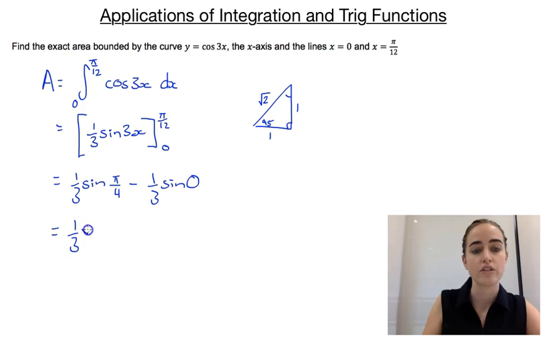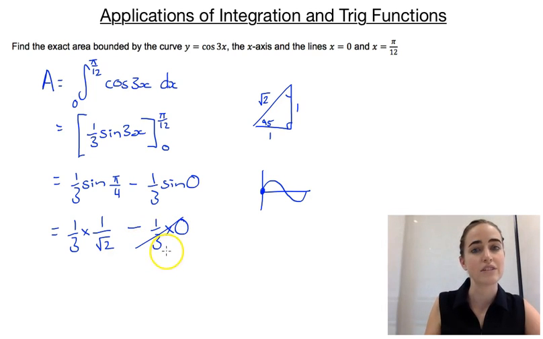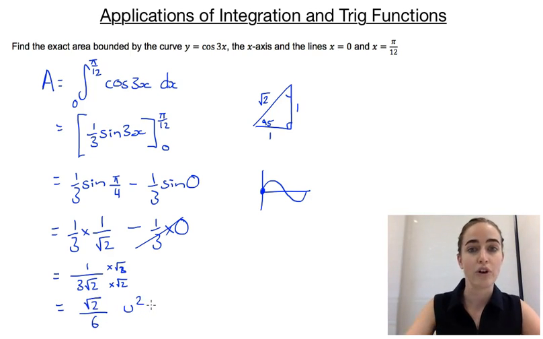So we're going to have a third times 1 on root 2. And then we're going to have minus a third times sine of 0. But we know from our graph of sine, that looks like this, that sine of 0 is 0. So that whole second term cancels itself out. And we're going to end up with 1 over 3 root 2. If we rationalize the denominator of that, we're going to multiply the top and the bottom both by the square root of 2, and we'll end up with the square root of 2 over 6 units squared for our area.